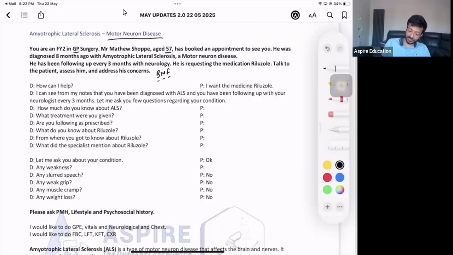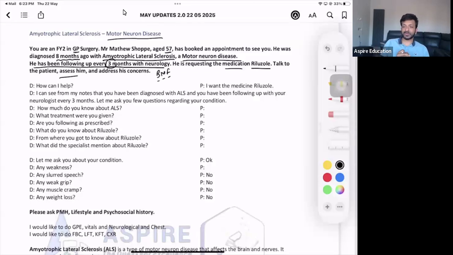The task is: you're an FY2 in a GP surgery. The patient is 57 and has booked an appointment to see you. He was diagnosed about 8 months ago with ALS, amyotrophic lateral sclerosis, which is a motor neuron disease. He has been following up with the neurologist every 3 months. He's requesting a medication called riluzole. Talk to the patient, assess him, and address his concern.